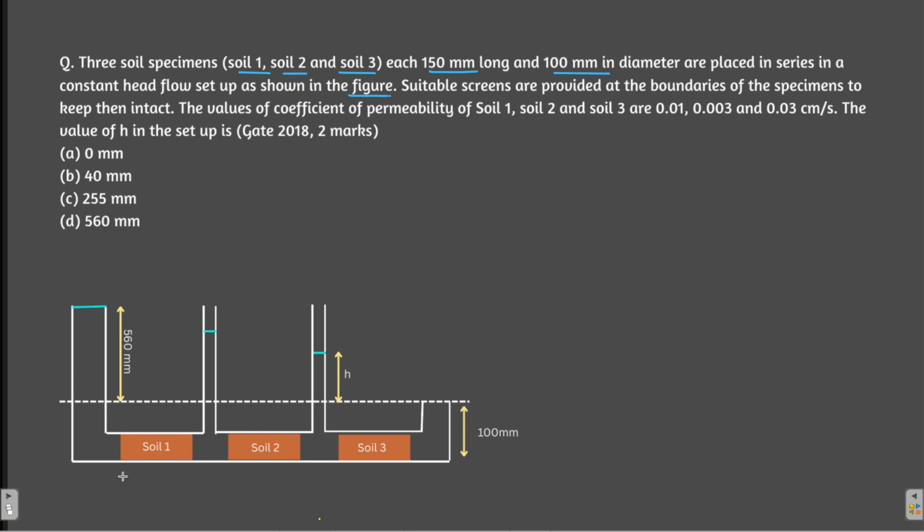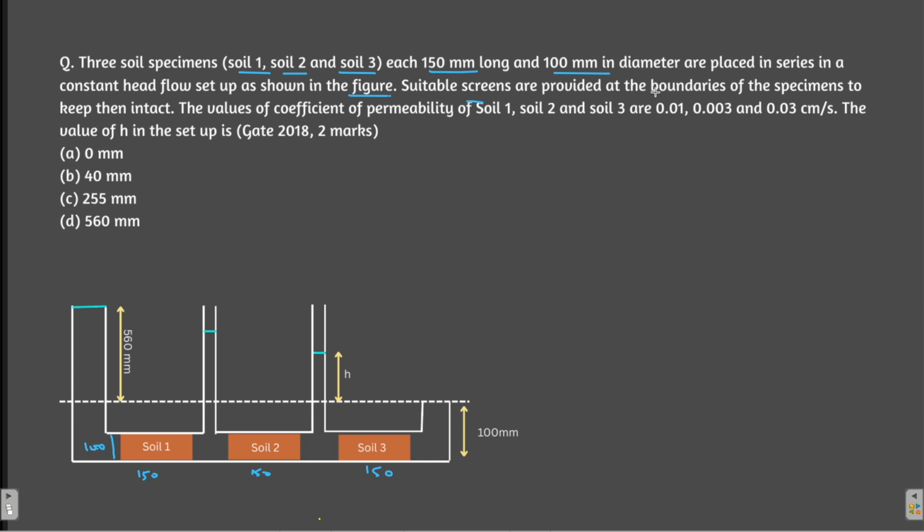So here is the figure. There are three soils, soil 1, soil 2 and soil 3, and the length of each soil is how much? It is 150 mm. Okay, so this is 150, this is again 150, and this is again 150 mm. And the diameter of the soil is given as 100 mm. This is the diameter of the soil. It is 100 for all the three soils.